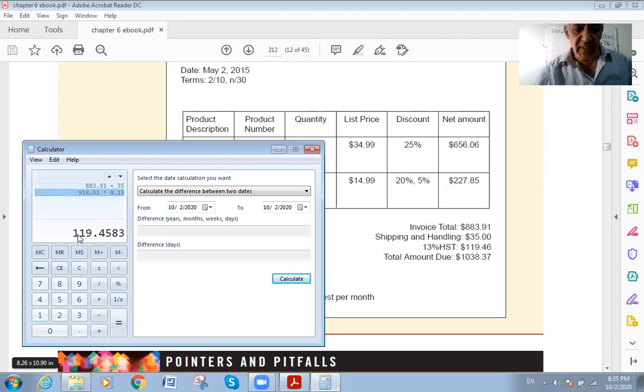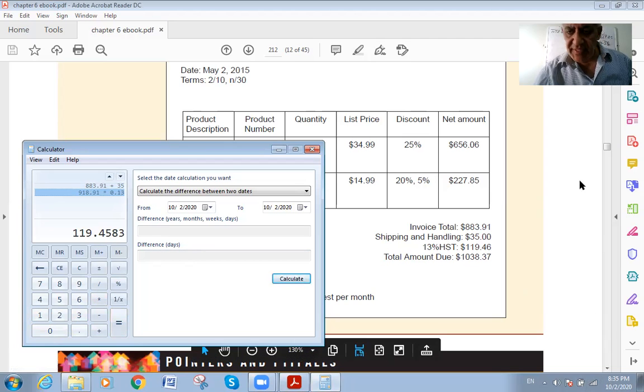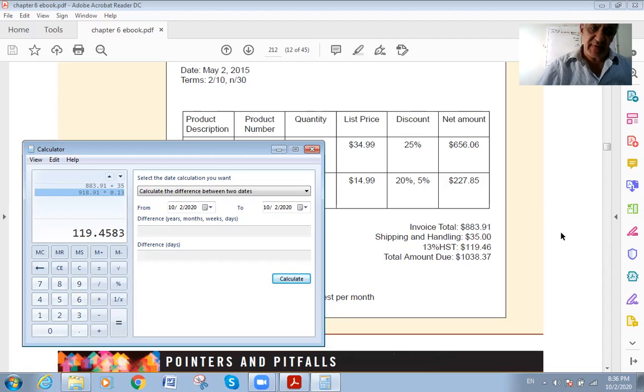This will come out exactly 119.458. Here, 119, as you see, 119.46. The reason is that it rounds the 5 up to 6 because of the 8 here. Okay, so now I will add all together: 883.91 plus 35 plus 119.46, that will give me the final of 1038.37. When I calculate them together, it will give me this amount.